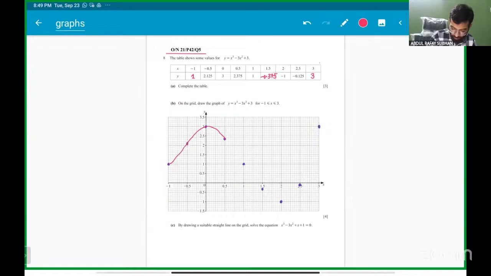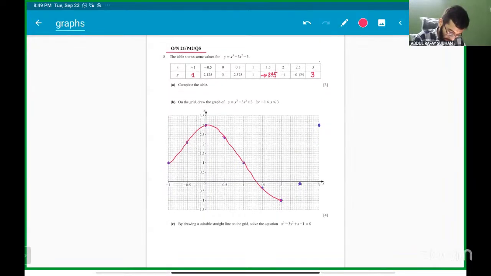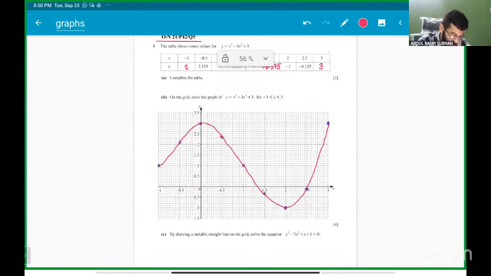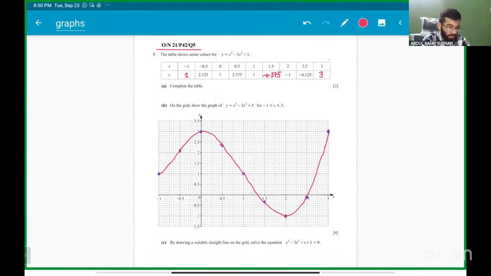Okay? That's how the graph sketching would be looking like. Okay? If I zoom out, it looks a little bit better. Is everyone following? Understood? Got it? People, any questions? Okay?